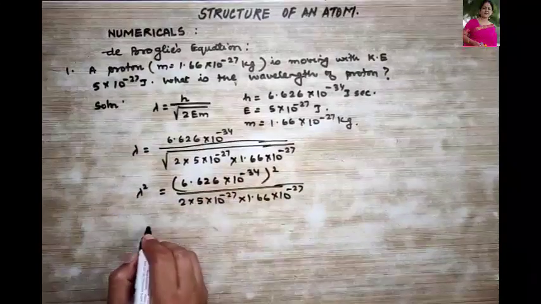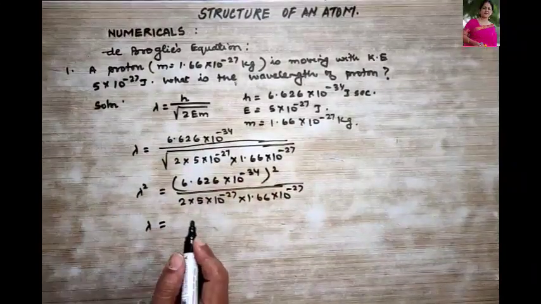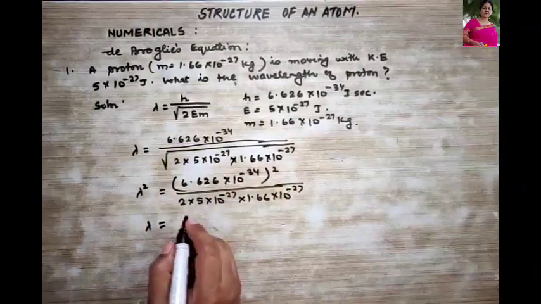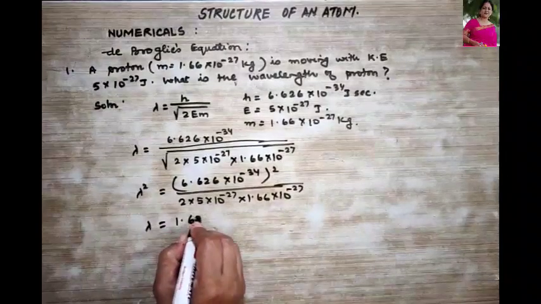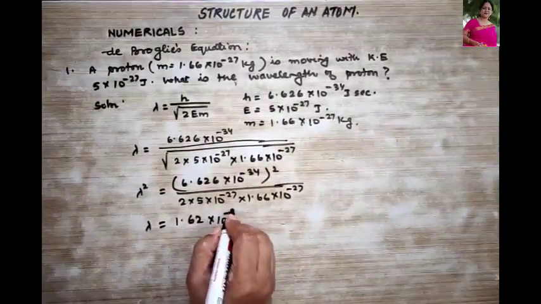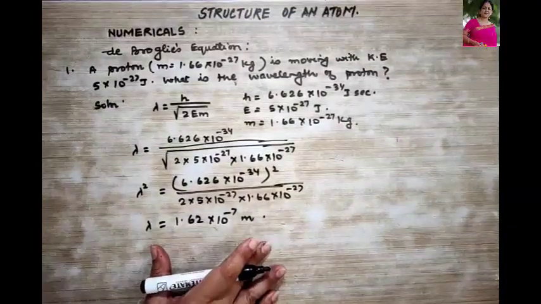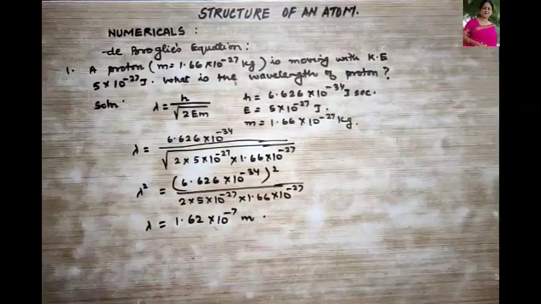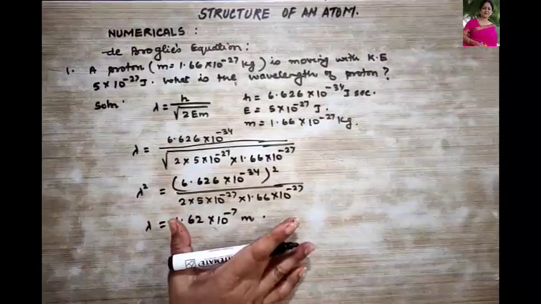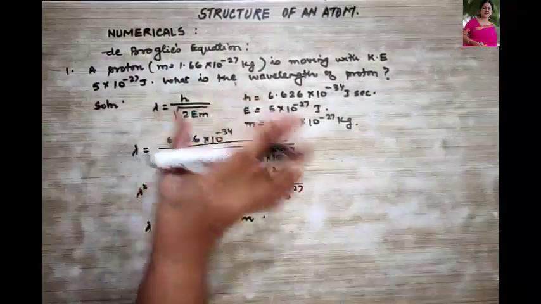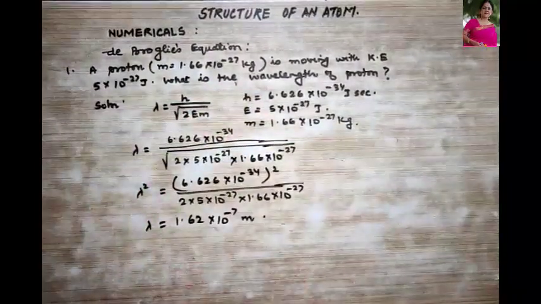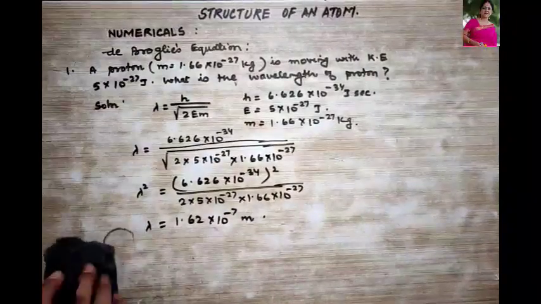You solve all this and you get wavelength equal to 1.62 into 10 to the power minus 7 meters. So what did we calculate? This is the wavelength of the proton, right? I hope this is very clear. It is completely formula based questions, right? We move to the next numerical.